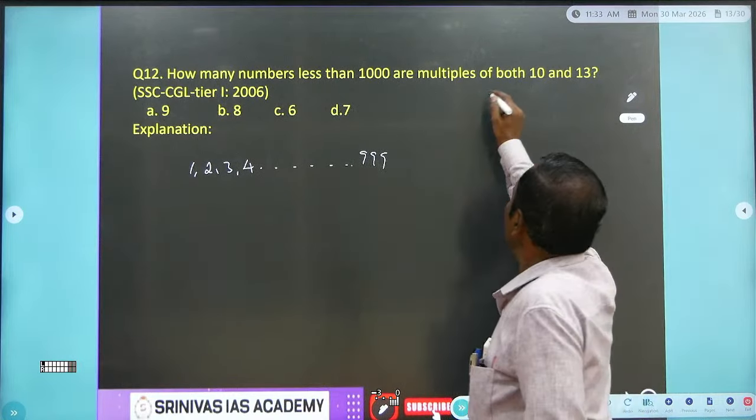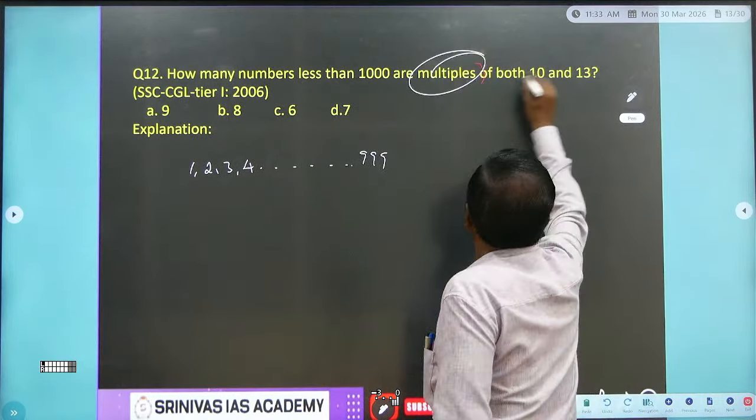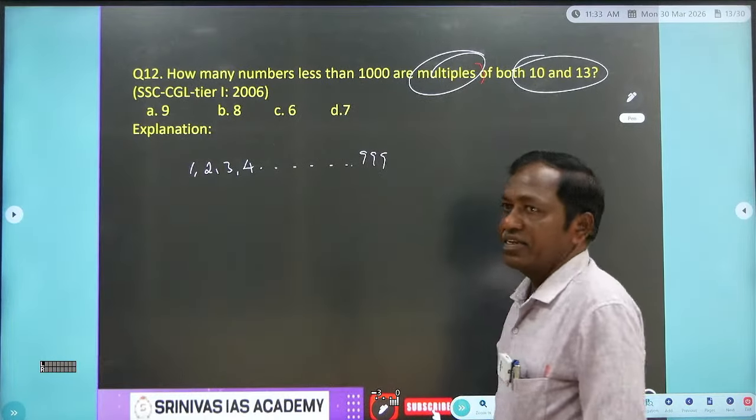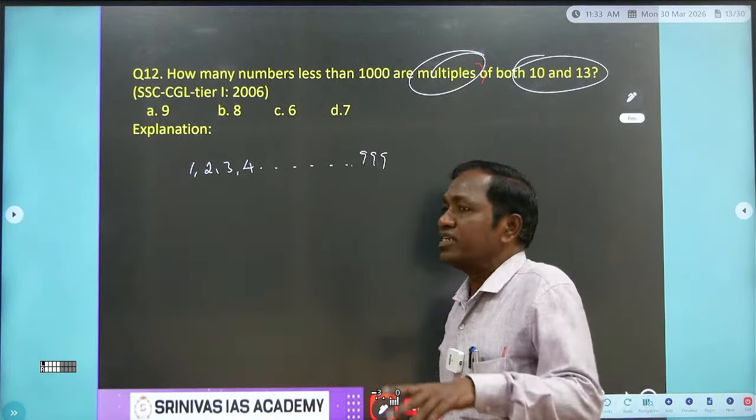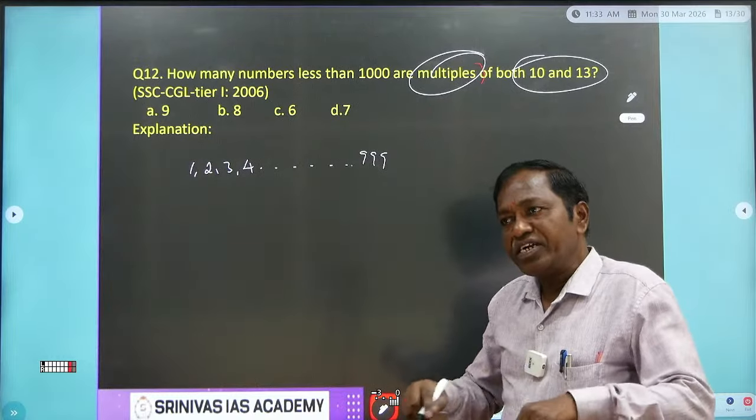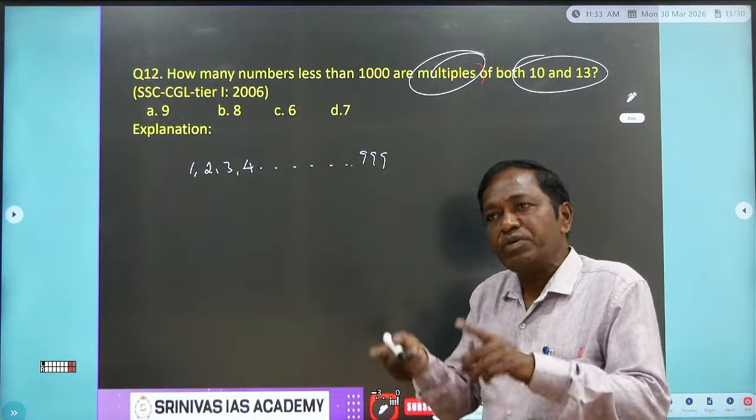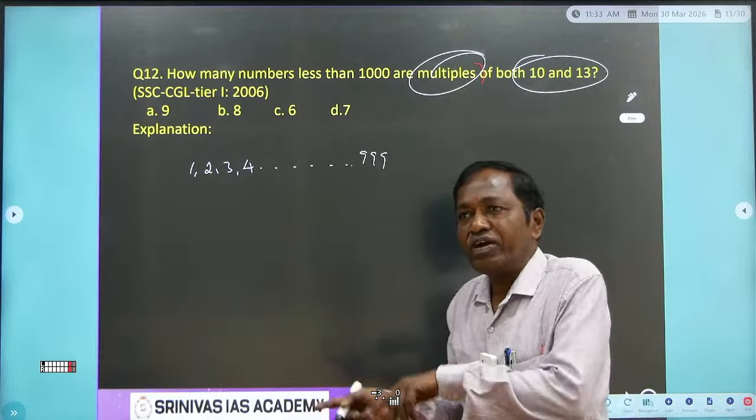Multiples of both 10 and 13. A number should be divisible by 10 as well as 13. What is required to do here?